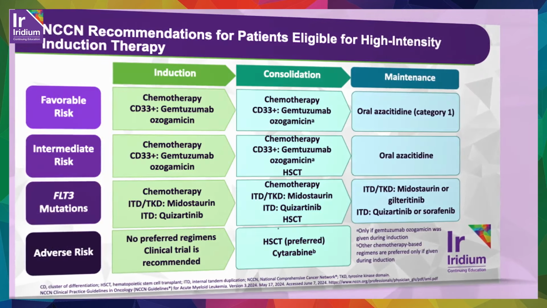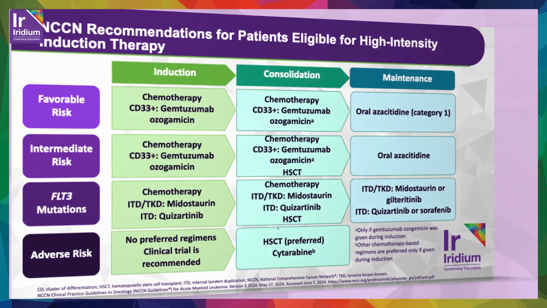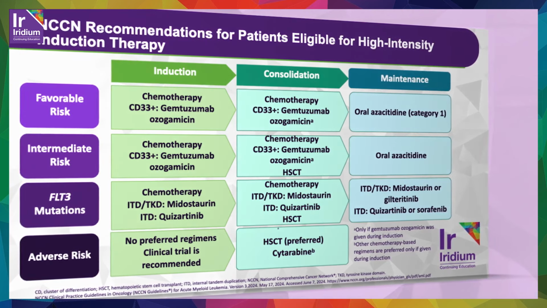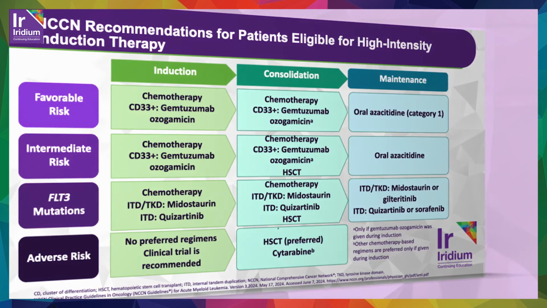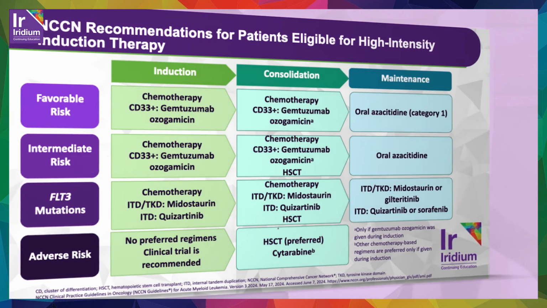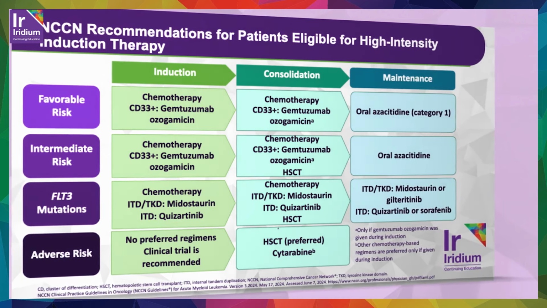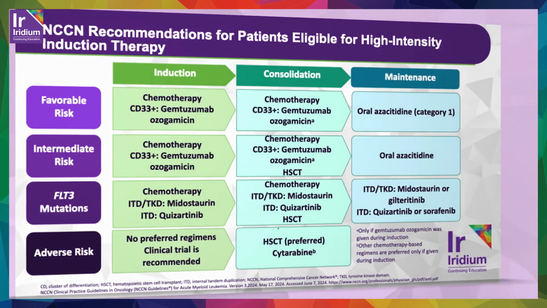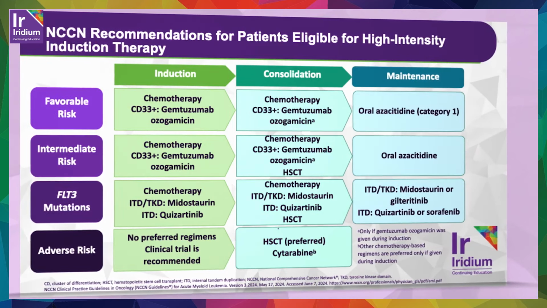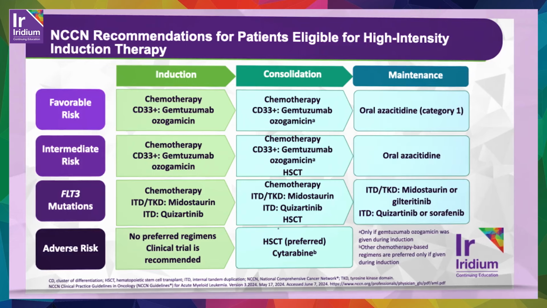So then, in terms of treatment, the big question is how are we going to decide what treatment to do for our patients? I think we all trained in the world of two different options, right? It was 7 and 3 for patients who were fit for intensive chemo, and then azacitidine, decitabine, or low-dose Ara-C for people who were not appropriate or fit for intensive chemotherapy.